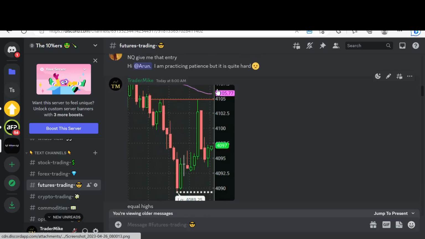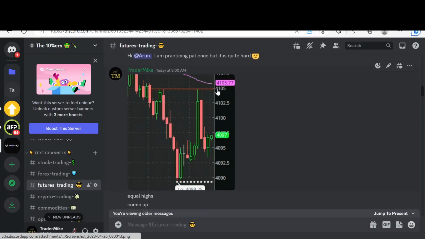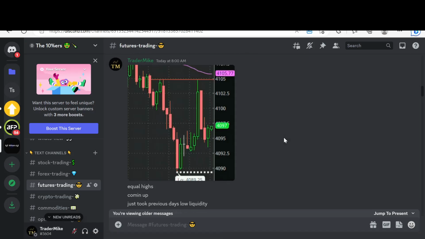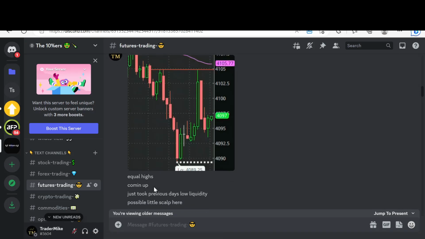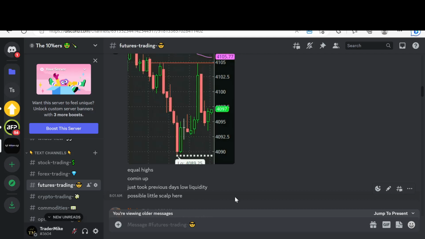All right, so right here you can see this was the very first thing that I posted this morning in chat at 8 o'clock a.m. Eastern time. I said equal highs coming up, just took previous day's low liquidity, possible little scalp here. Okay, so now we're going to explain the significance of what I was saying right here.